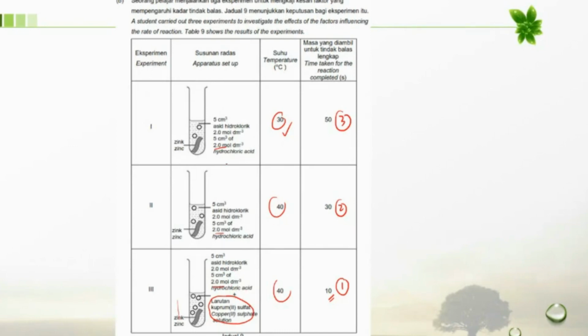Okay. If you see like this, suddenly one extra chemical appears, this one acts as the catalyst. Okay, as a catalyst. So later you need to compare set 1 and set 2, and set 2 and set 3 again.